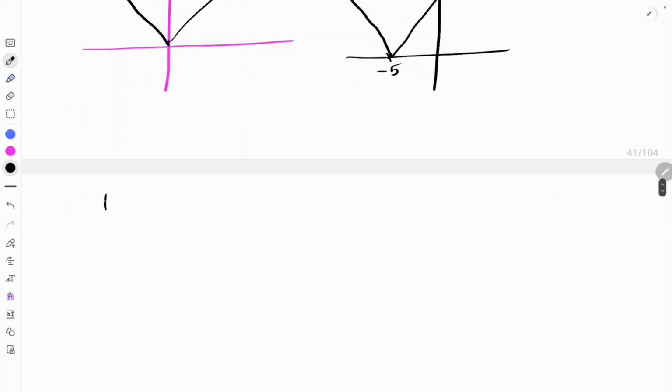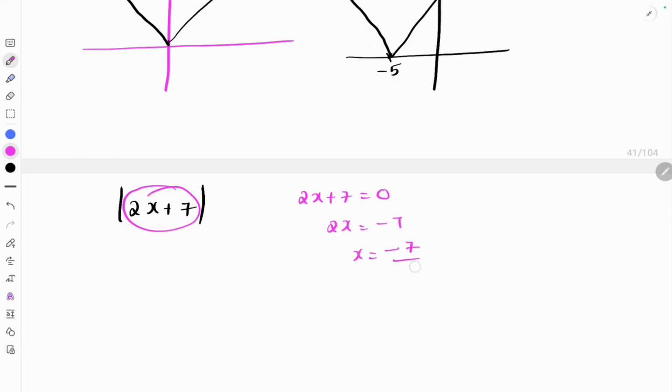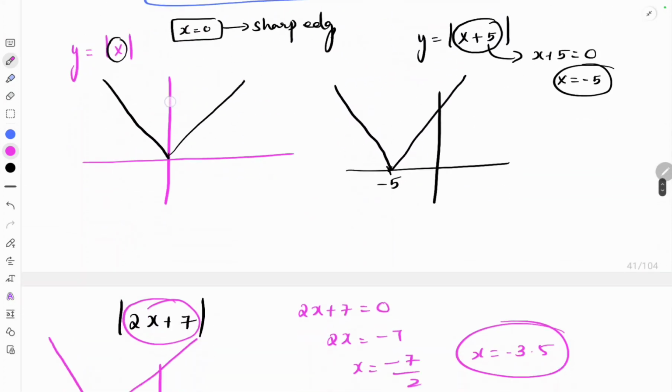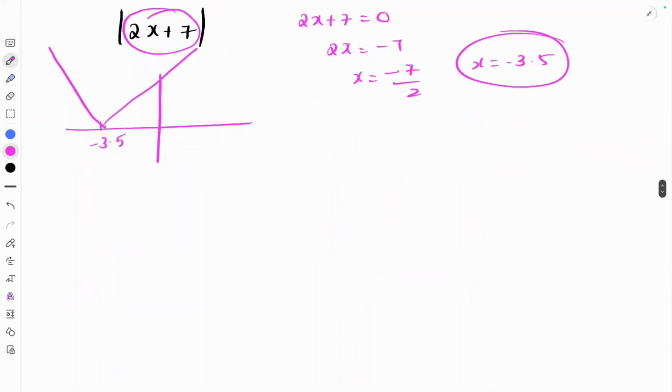Suppose modulus of x minus 10 is given. They can also give it like this, 2x plus 7. So we have to equate 2x plus 7 to 0, which means 2x will be equal to minus 7, x will be equal to minus 7 by 2, so x will be equal to minus 3.5. So at x equal to minus 3.5 only, the sharp edge will be there like this. Like this only we have to draw the modulus of x function graph.